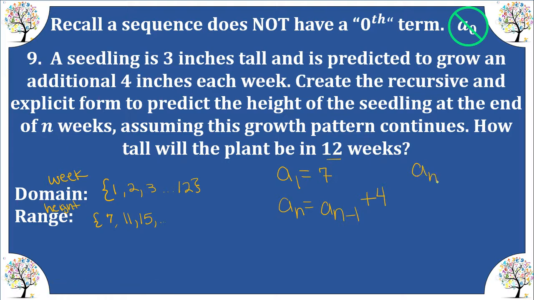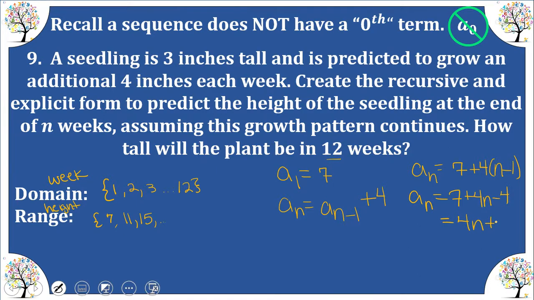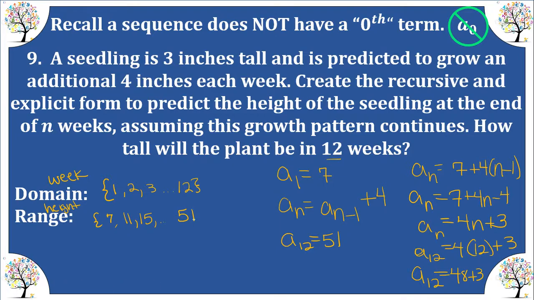Our explicit form, we need to know the first term 7 plus the common difference of the 4 inches times n minus 1. And then let's distribute the 4. Then we're going to combine like terms and get 4n plus 3. This is the explicit form. We want to know in 12 weeks, the 12th week, so 12 will be replaced with n. We want to know how tall the seedling is then, or our plant. So in week 12, it's 4 times 12, which is 48, plus 3. So in week 12, it is 51 inches tall.